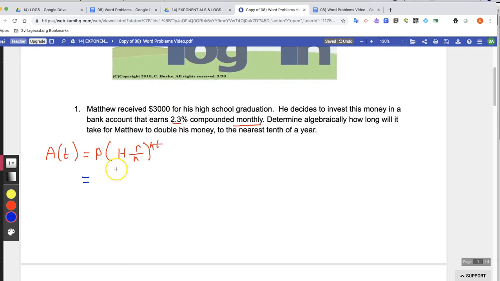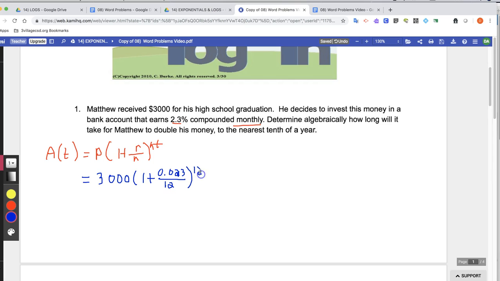So the $3,000 is the amount of money that he invests in the bank account, and that's going to be our P value, our principal. The interest rate is 2.3%, so that's our r value. And so we'll convert that into decimal form and plug that in for r. N is the number of times that interest is compounded during the year. So if it's compounded monthly, that's 12 times during a year. So plug 12 in for N.